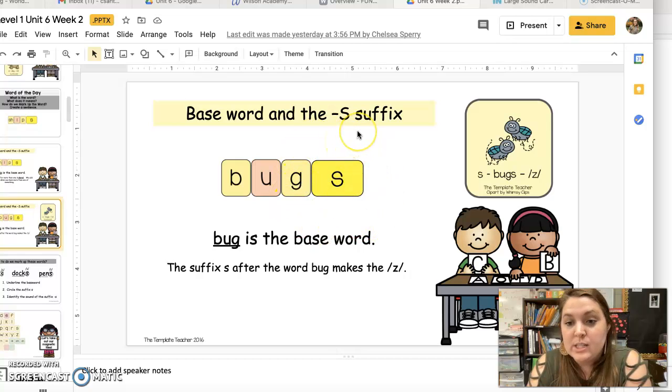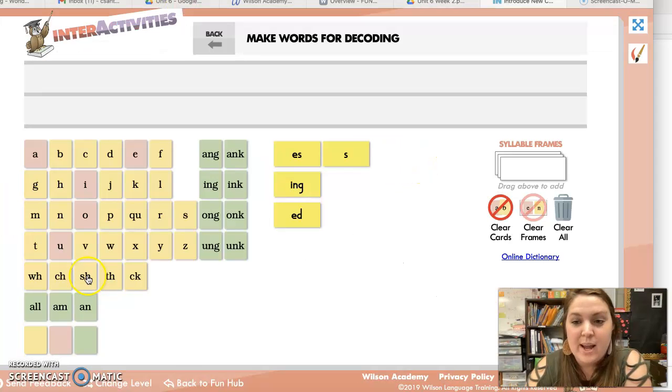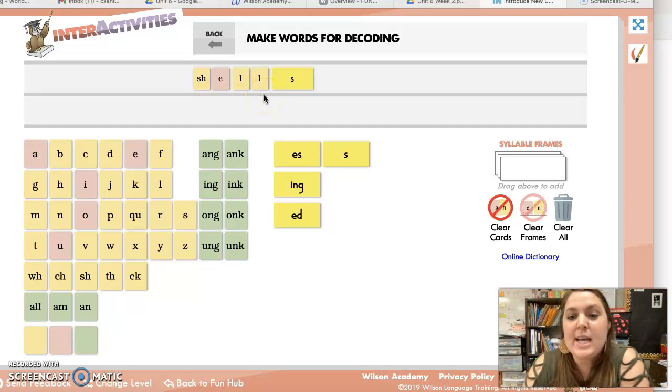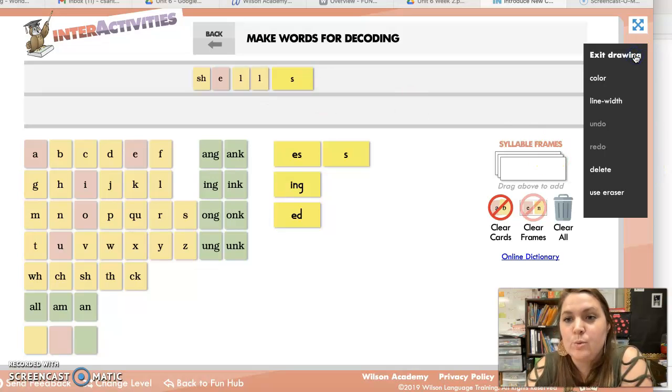All right, we are going to build and tap out some words. Are you ready? I'm going to build our first word, and then we are going to tap it out together. So get those fingers ready. All right, here we go. Are you ready? Shell, shell, shells, shells. All right, so how would I mark this word up?